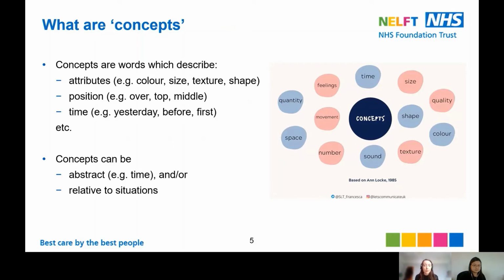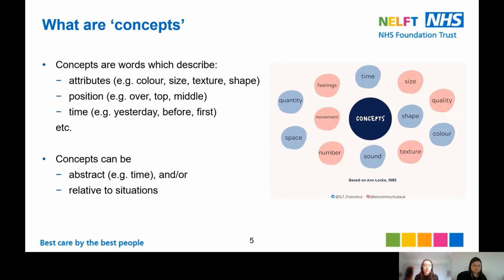So we have attribute concepts, which we use to describe an object. These include the colour, the size, the textures, or the shape of an object. We have position concepts such as on top, underneath, in the middle, in front, behind, above and below. And we also have time concepts. So you might say, yesterday I went to the shops, or you might tell a child before you go outside, put your coat on, or you might ask them, what do we need to do first?